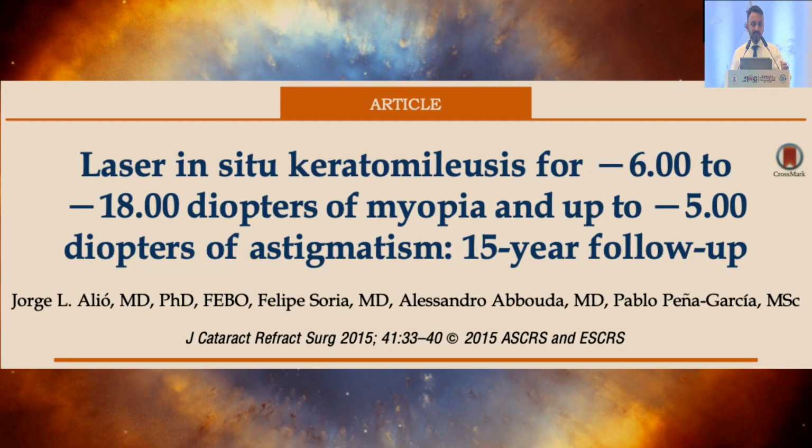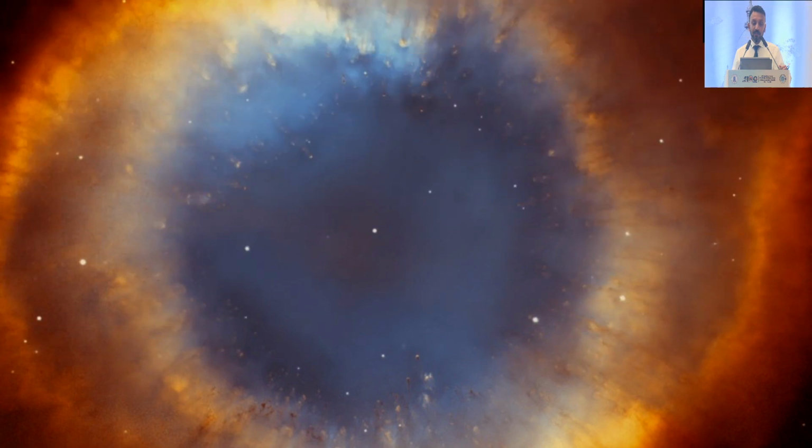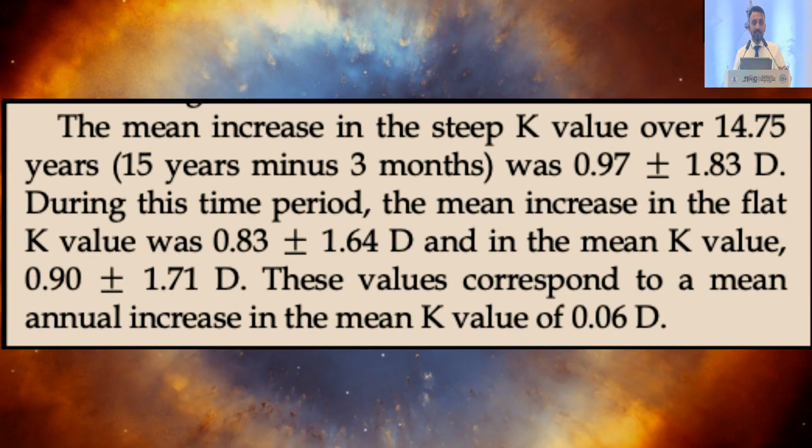Now, George Aliev's group has published long-term data, more than 15 years of follow-up, from -6 to -18. I don't know how they did -18, but interestingly, what they found was the change in K value in 15 years was not even a diopter, which translates to 0.06 diopter K value difference in a year.